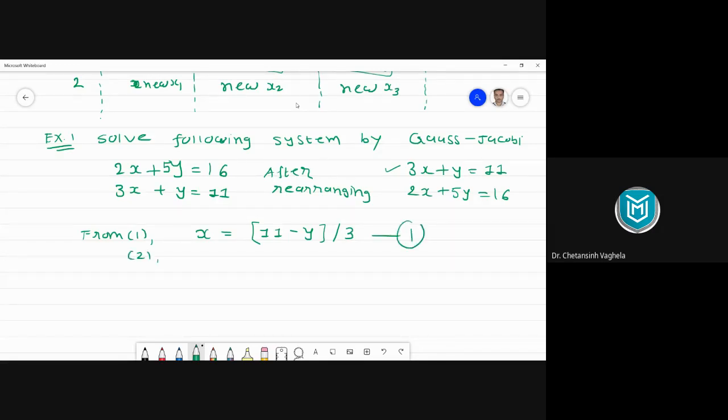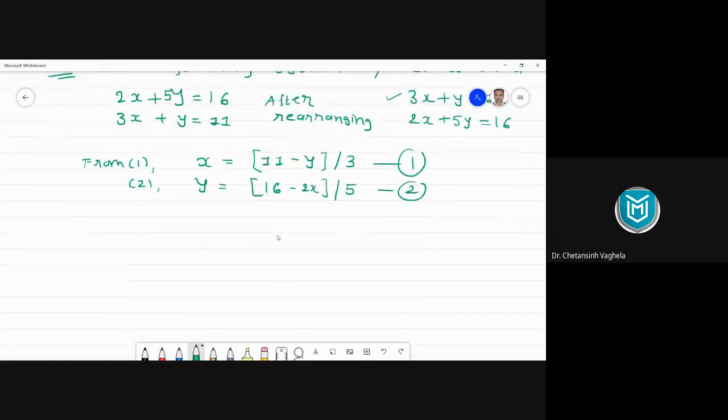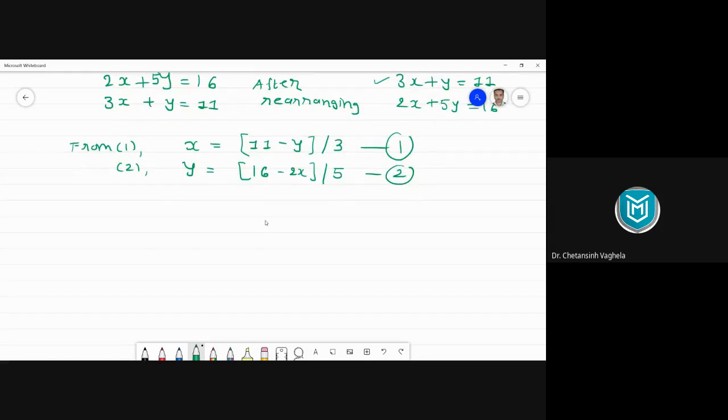Then from the second, y is equal to, now what is the formula for y? It is 16 minus 2x divided by the diagonal value, which is 5. This is my equation 2. Right? So both the formulas are created. Now I need to create a table for iterations. So first there will be the iteration number I.